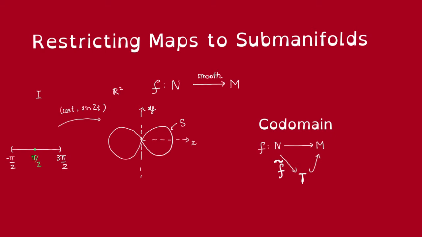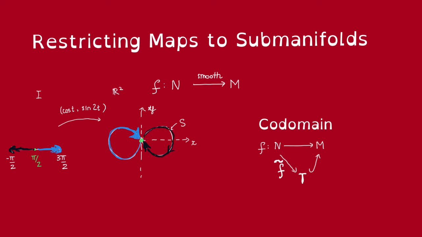Let's look at this map that we have encountered before that wraps this interval into a figure 8 inside R2. So it goes as follows. This part, π/2, maps to the origin. And then from there, if we go left, this maps to up here and goes around here. If we go right, then it maps here and goes in this direction. So basically it wraps this interval here and this interval here.